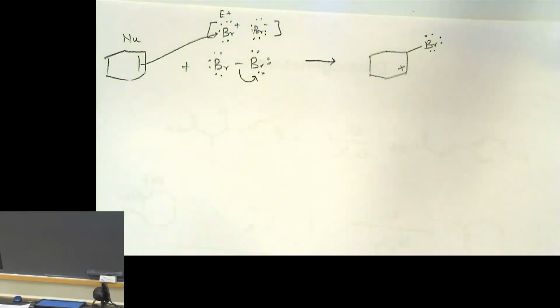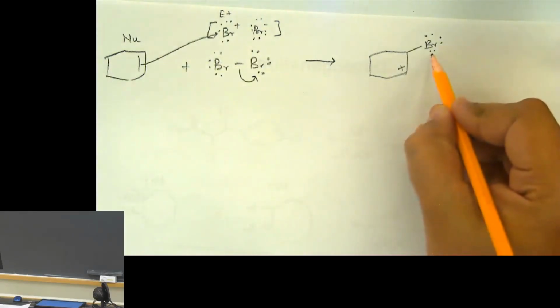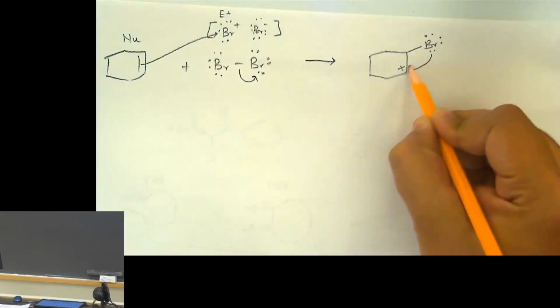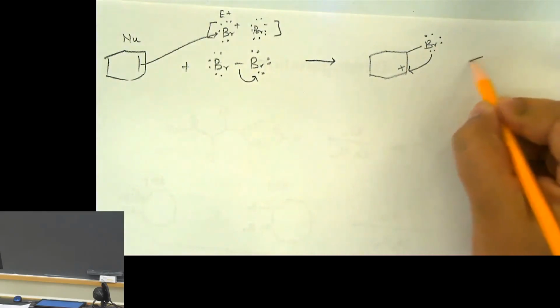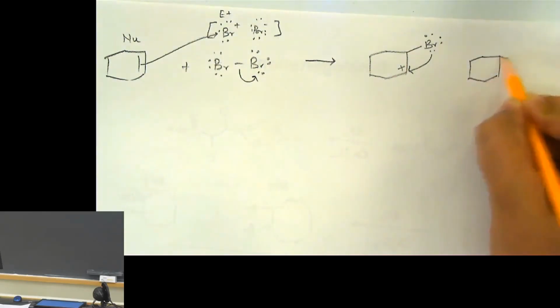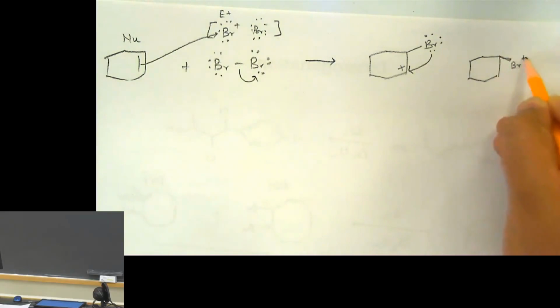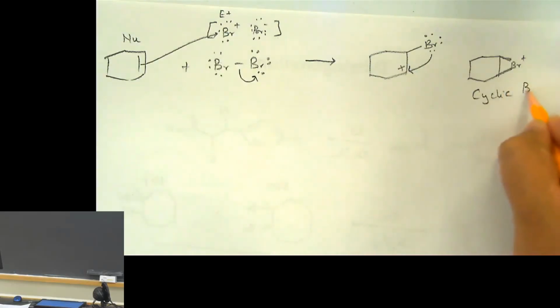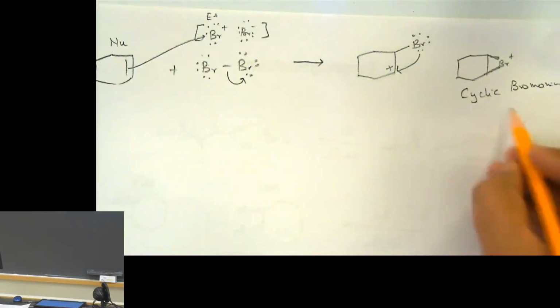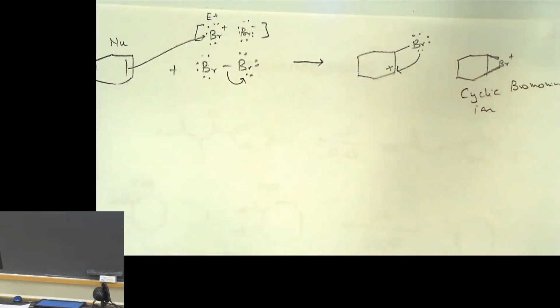Now watch very carefully what happens now. Bromine donates one of its lone pairs to this carbon bearing a positive charge. As a result of that, what you form is called the cyclic bromonium ion. Cyclic bromonium ion.